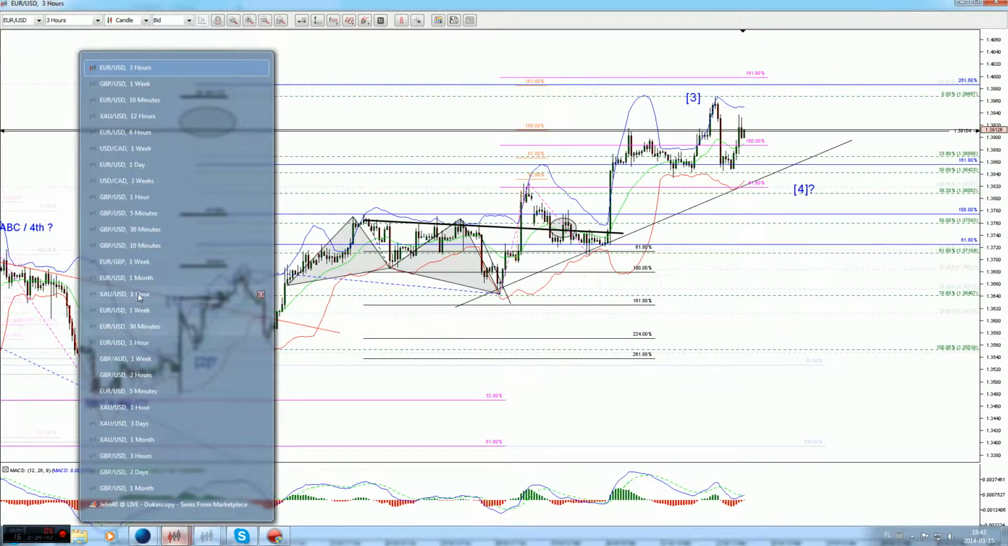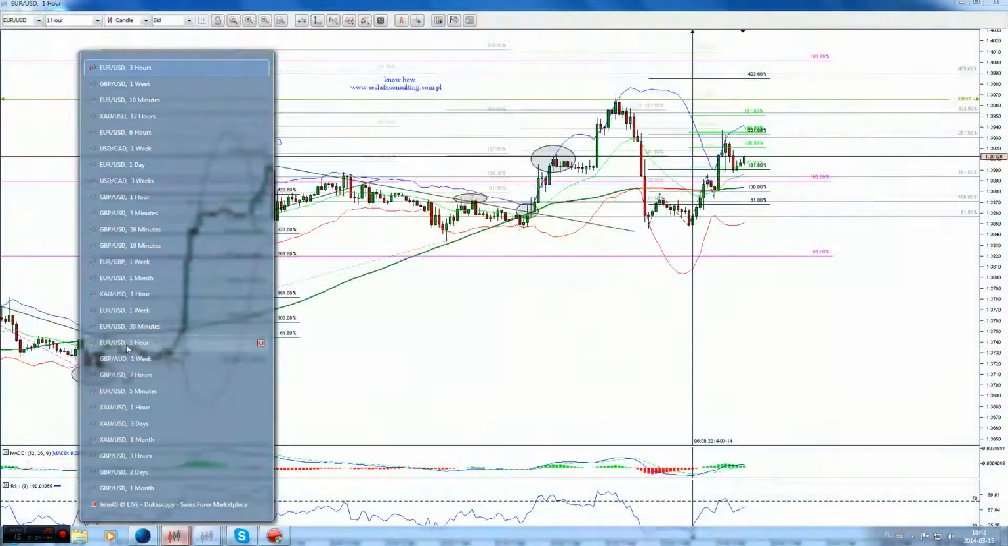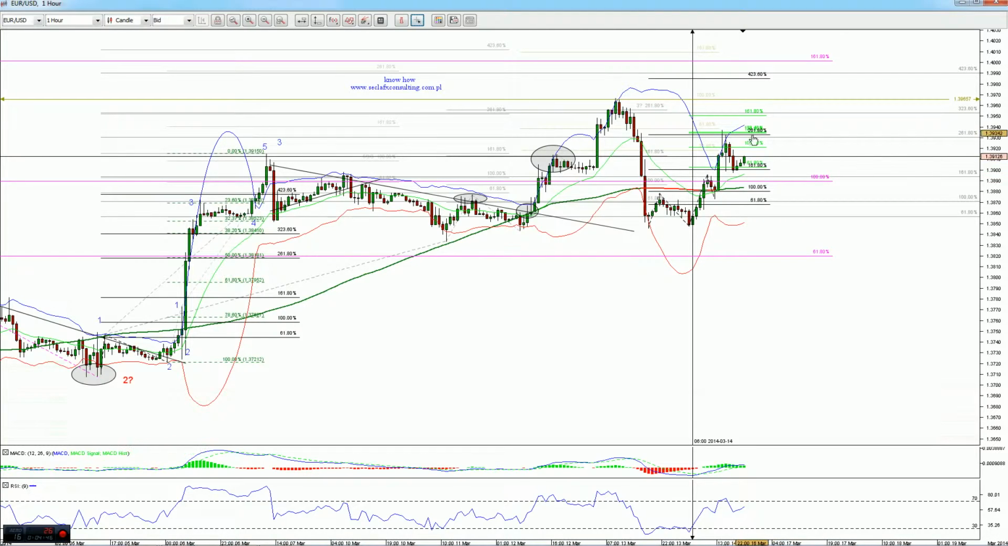And sorry, if I go to the 1 hour chart, yeah, it looks like we may have something like A, B, and a C again to the upside. The only thing is that if that FIBO expansion, this is 261.80, so this looks like a third wave. 1, 2, 3, 4, 5. So this could be a third wave, third internal wave.